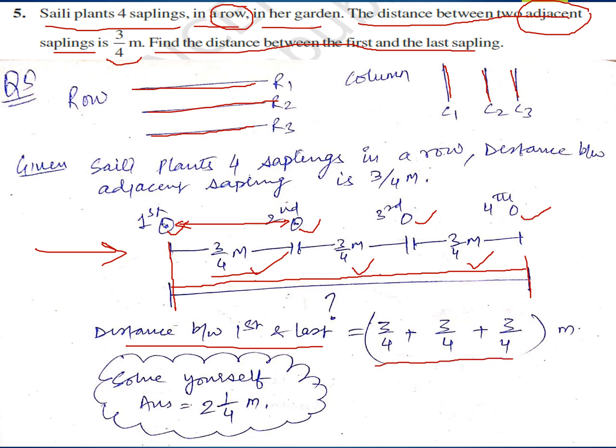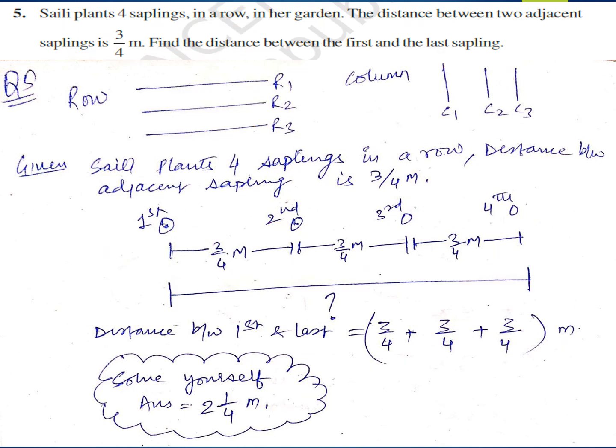meters. Now you have to solve it on your own. When you solve, you will get the answer that you will convert into mixed form and the answer will be this one. First understand this, then only write it down. But solve on your own.